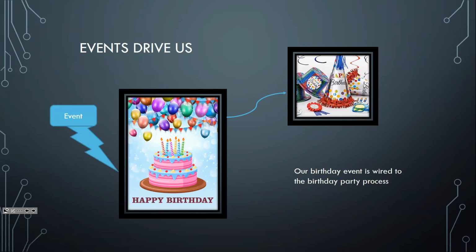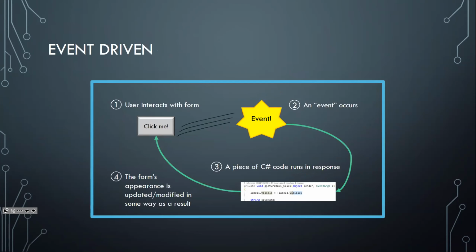So we can think about it that way. We could have an event that was any sort of thing. In our applications, the event is usually clicking a button or something like that and having something happen. So first, the user interacts with the form. In this example, they click the Click Me button. That issues an event. That event occurs. The operating system notifies our running form loop that an event has occurred. Our C# code that is associated with that event gets to run. It does whatever it wants to do, and then the form's appearance is updated or modified if we changed anything in that event, and then the form just redisplays.